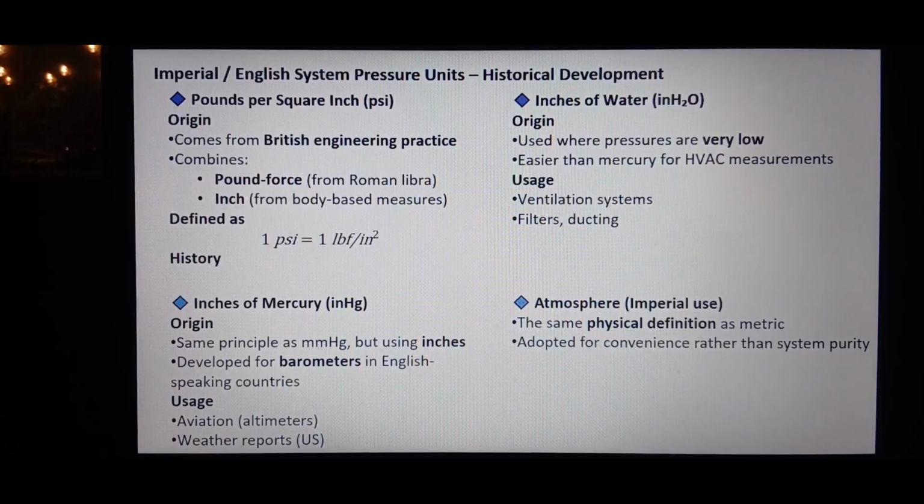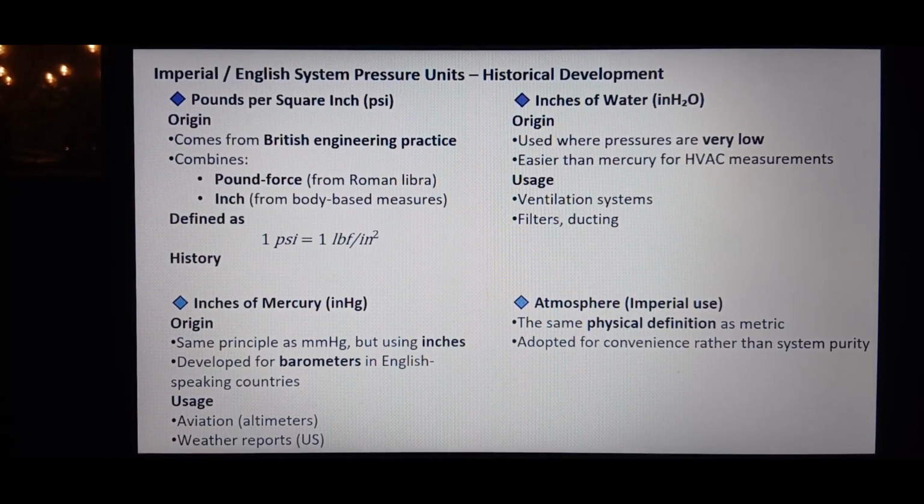Inches of water. The origin was used where pressures are very low. It's easier than mercury for HVAC measurements. Usage, ventilation systems, filters, and ductings. So inches of water is very small pressures, and normally it's used for measuring a differential across a filter to see whether it's blocked.